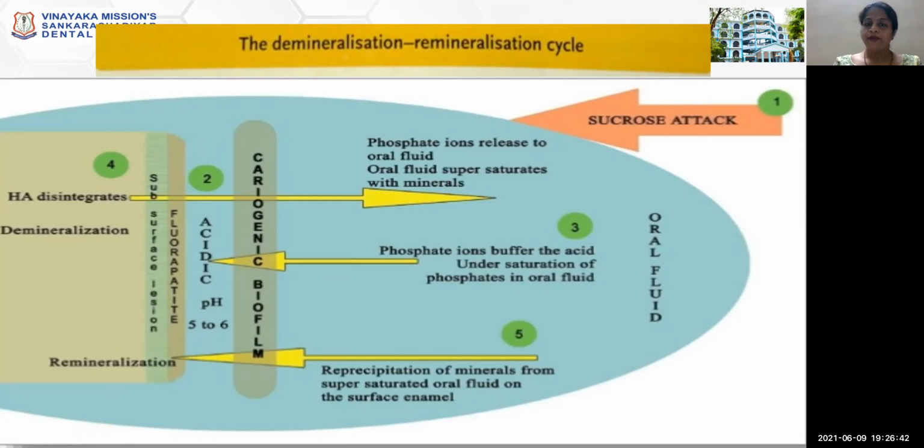Then there is supersaturation of phosphate ions in the oral fluid, and it is like a process of osmosis, from the region of higher concentration to the region of lower concentration. So the phosphate ions will move from the higher concentration in the oral fluid to the tooth surface where there is a deficient amount of phosphate ions. So this is the mechanism of the demineralization and remineralization cycle.